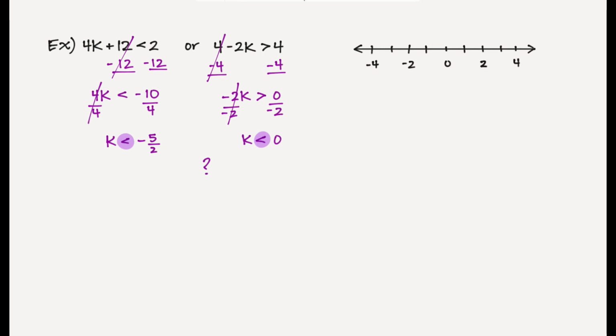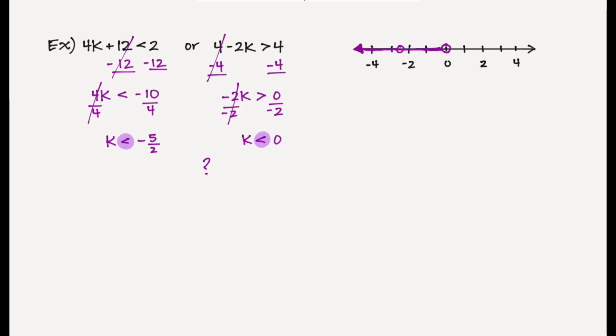So if I was going to graph k is less than negative 5 halves on my number line, I'd have an open circle at negative 2.5, and it would go to the left. And then if I was going to plot k is less than 0, I would have an open circle at 0, and it would go again to the left. And so you can see how it's basically overlapping my first inequality.